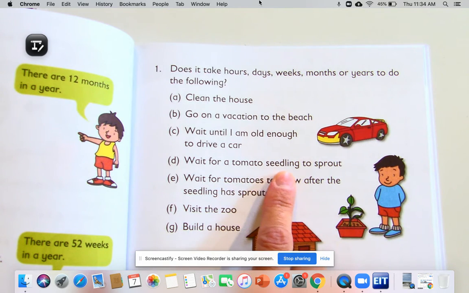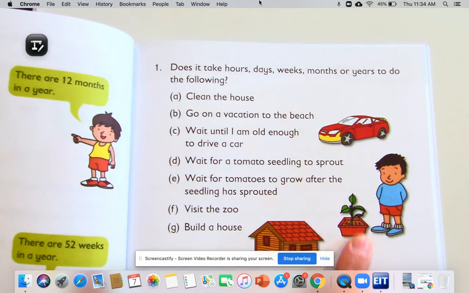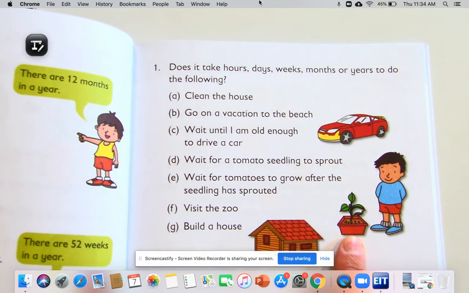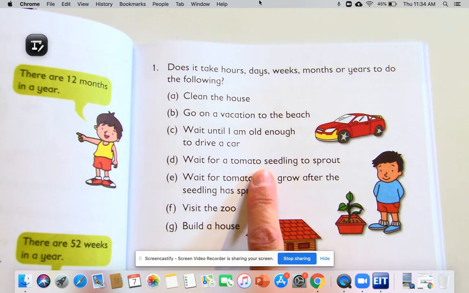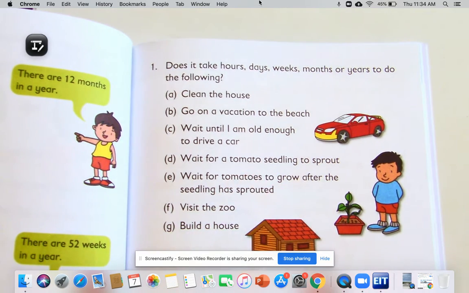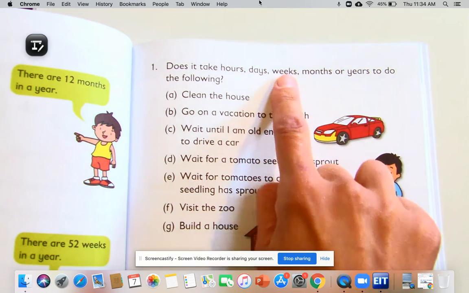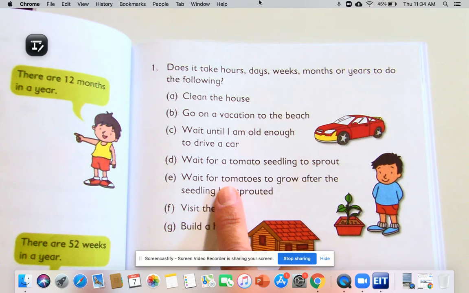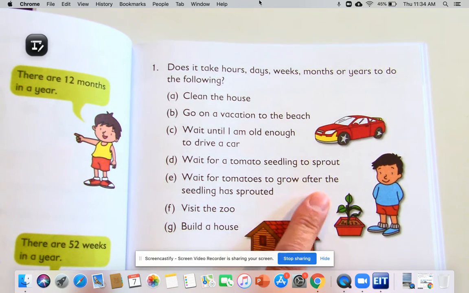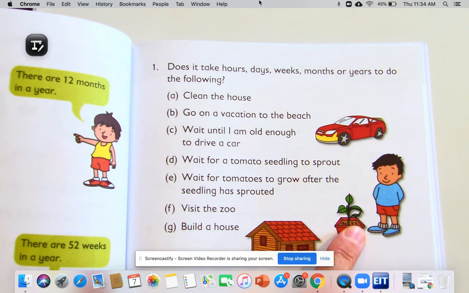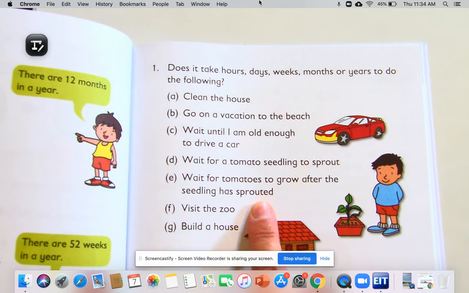Wait for a tomato seedling to sprout. A little seedling there and waiting for that to sprout. How long would that take? Maybe that would take a couple weeks. All right. Waiting for tomatoes to grow after the seedling has sprouted. After it sprouts, how long would that take? Would that also be weeks? Maybe a month or two, several weeks?